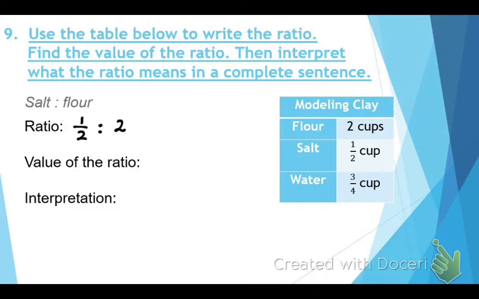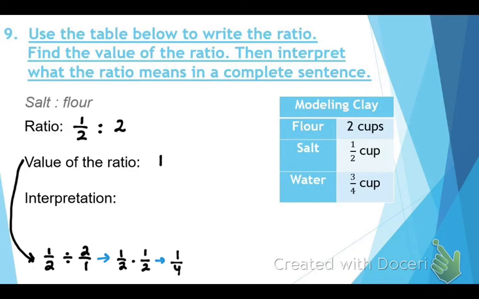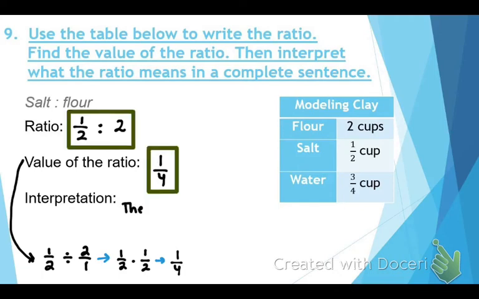Okay, guys, in order to find the value of the ratio, remember you have to take the first one and do what to the second one? Divide it, okay? So yes, you're right. We're going to keep the first one, flip the second one, and change the operation. When you multiply that out, what's the value of the ratio? 1/4. Now we want to interpret it. Remember, you're always going to start off by saying the amount of, and guys, what's the first thing in our original problem? Salt. So that's going to be the amount of salt is, now take your value of your ratio. What's the value of our ratio? 1/4. Now what?